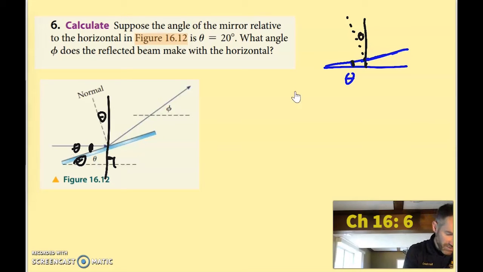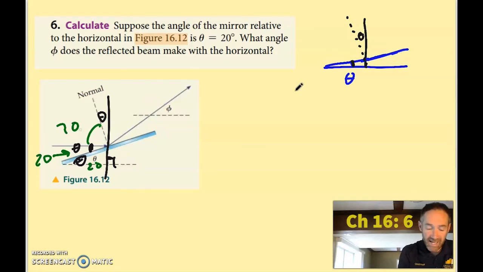So they told me something. They told me that this theta was 20, so I know that there's 20 in there. Now, this angle of incidence is a complement to the 20, and so that's going to be 70. And so angle of incidence, angle of reflection, same. Now the angle of reflection is going to be that one, and so there's 70.